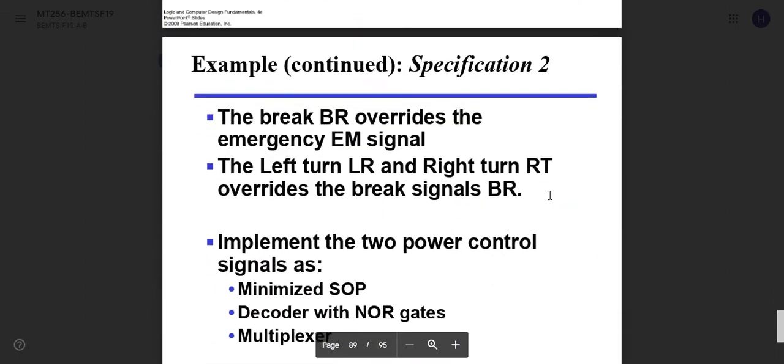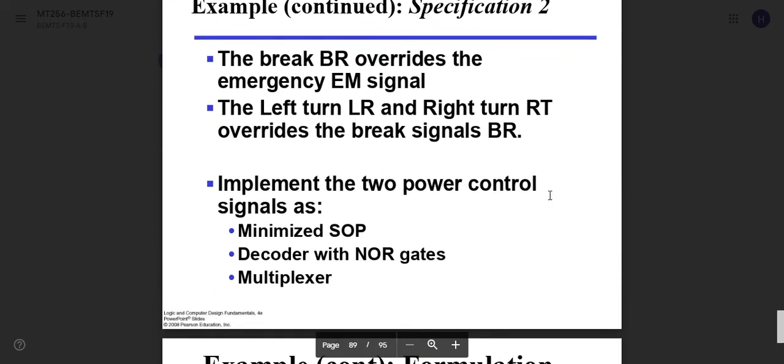As we know, there are some other specifications that we clearly need to understand: the brake BR overrides the emergency signal. This means that if the brakes are applied, our light will not blink but it will be still. The left turn and the right turn override the brake signal BR.